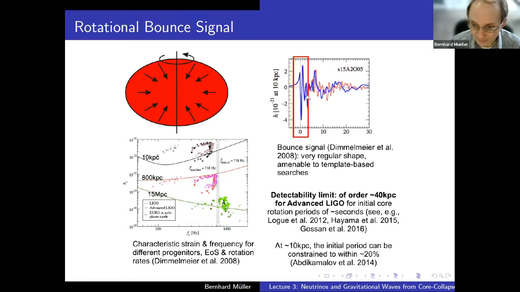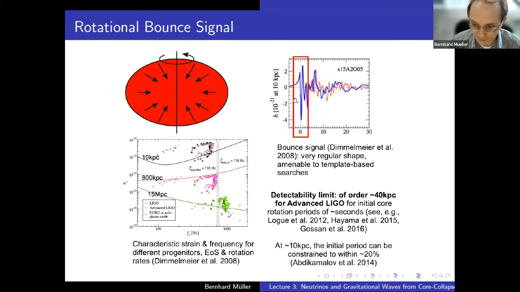Yes, and the fact that you have a very robust signal means that you can use template-based searches to filter out, to discover this bounce signal very efficiently. And let's say if you have at least moderate progenitor rotation, you can hope to detect such a rotational bounce signal well within our galaxy with advanced LIGO, so to a range of about 40 kiloparsecs, and you extend that by at least an order of magnitude with third generation instruments.